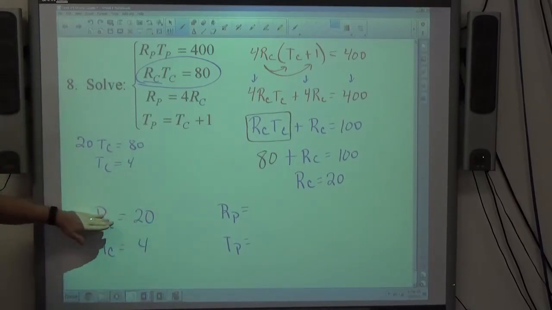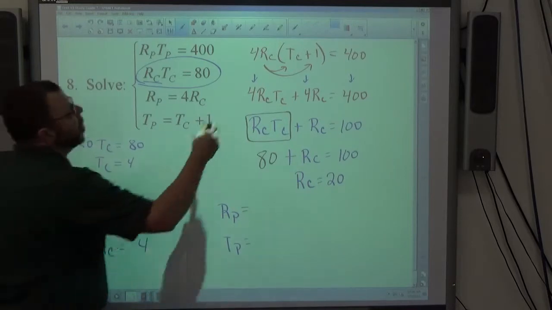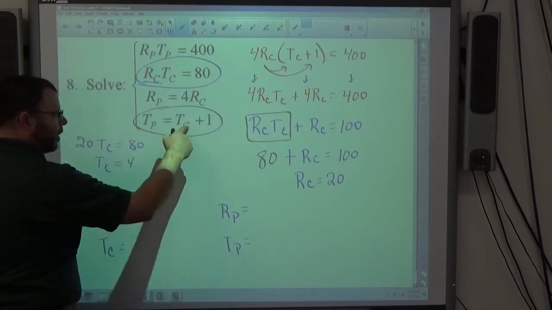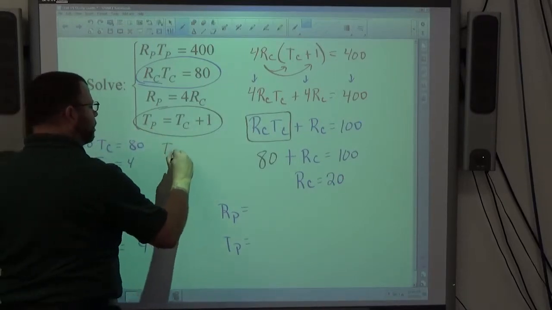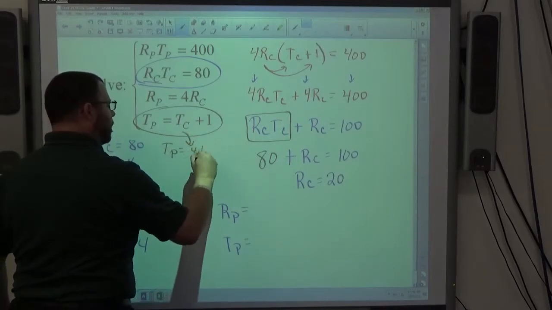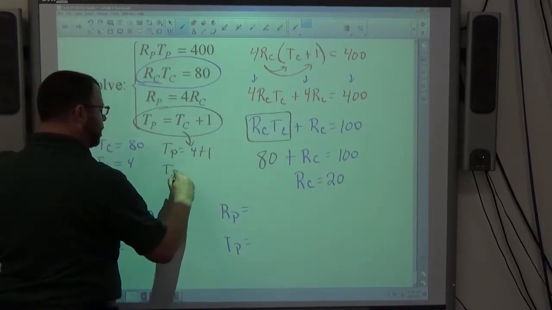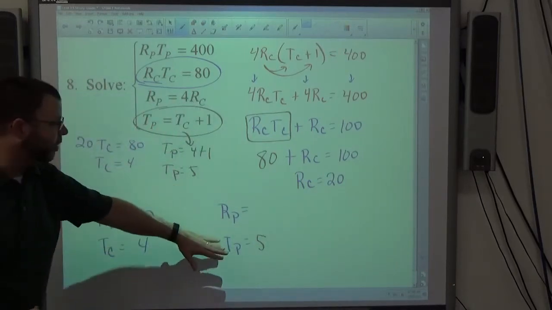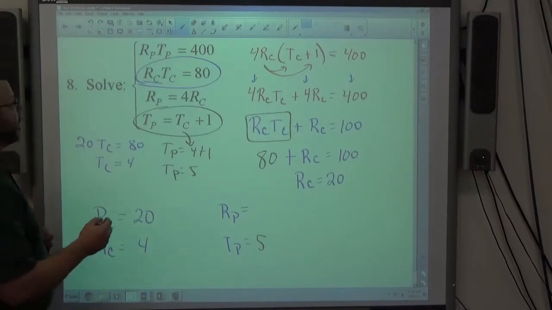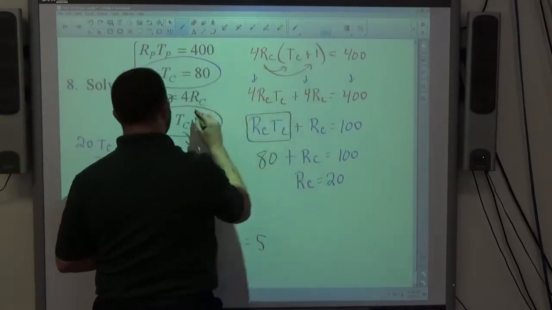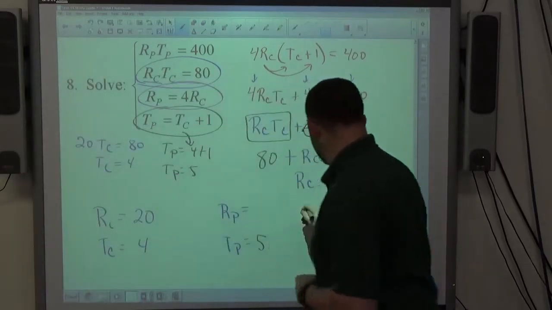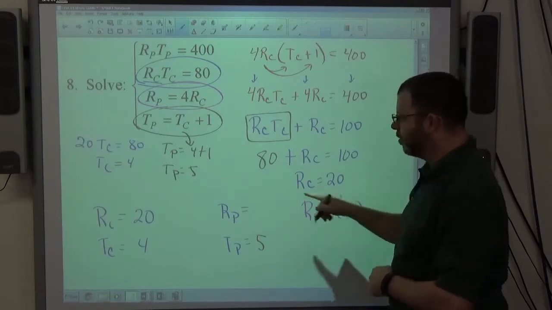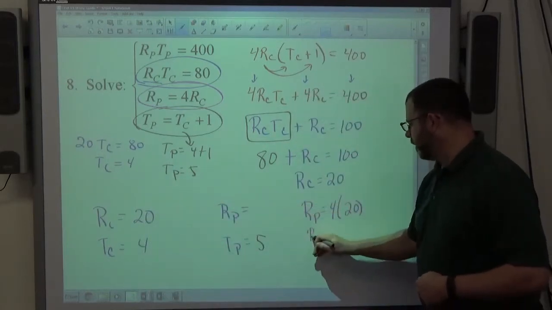Now anything containing r sub c or t sub c will help me find something else. Well, if I look right here, t sub p, something I don't know, is equal to t sub c, something I do know, plus 1. So t sub p must equal 4 plus 1, because that's what t sub c is. So t sub p is equal to 5. Now anything containing r sub c or t sub c or t sub p will help me find r sub p. So if I just went, let's say right here, r sub p, something I don't know, is equal to 4 times r sub c, something I just found out, which is 20. And that means r sub p is equal to 80.